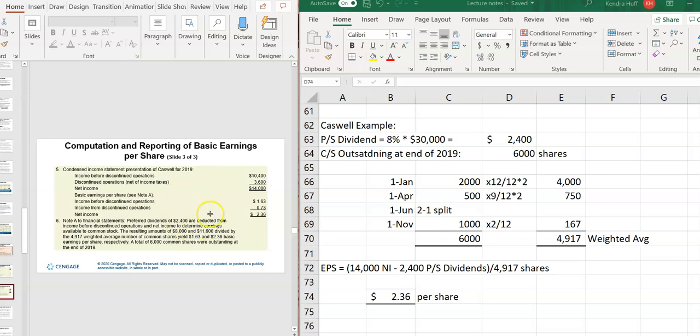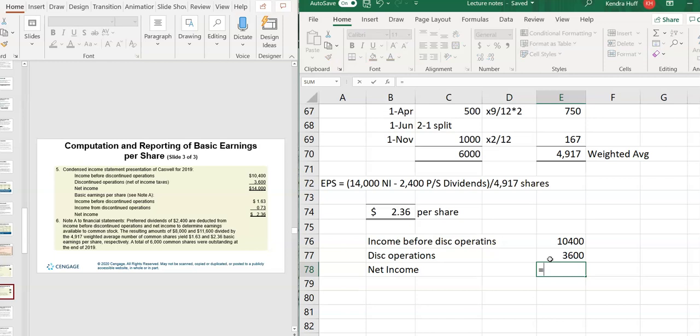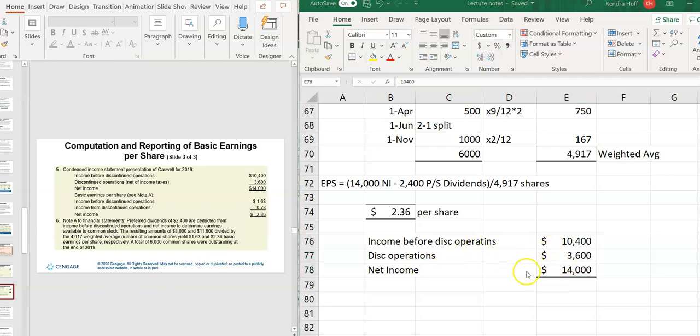Okay, notice on the income statement what they're actually going to do. All right, this is just for bottom line net income. So on the actual income statement, they're going to have income before discontinued operations. I thought it was an extraordinary item, but anyway. That was 10,400. Then they had 3,600 on discontinued operations. So net income was the 14,000. Okay, so this is the bottom of the income statement.